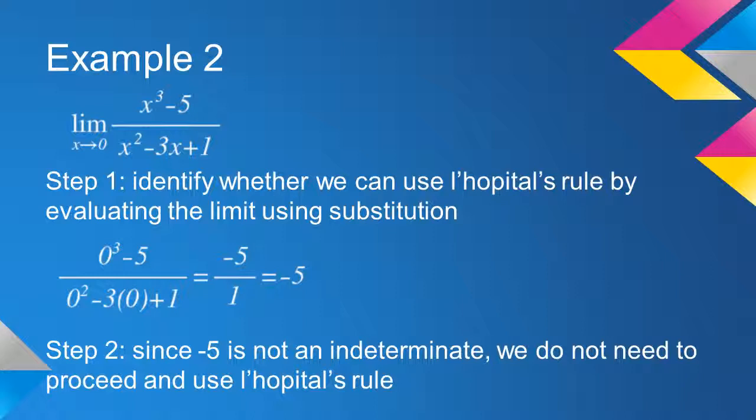So if you don't see why we're not going to do L'Hopital's rule, well, it's because negative 5 isn't 0 over 0 or infinity over infinity. It isn't an indeterminate form. So that is just going to be our answer, since we could just solve the limit using substitution.